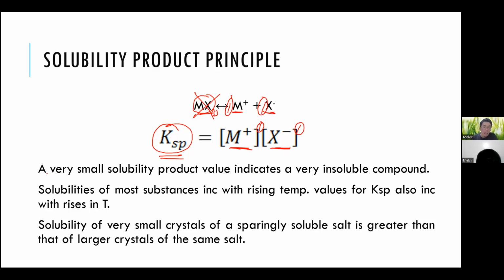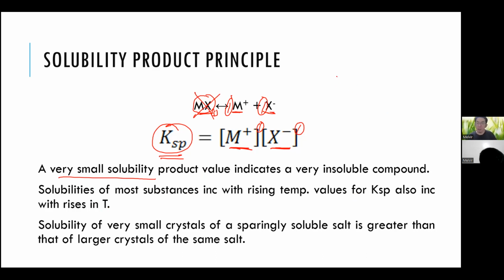So a very small solubility product value indicates a very insoluble compound, which is correct, no? So pag mas maliit yung value, ibig sabihin nun, physically speaking, pag pinerform natin siya sa lab, makikita natin yung salt ay hindi talaga nadidissolve sa tubig. Pero, meron at merong nadidissolve diyan, kasi maliit nga lang yung KSP niya. Very small KSP. Solubilities of most substances increases with rising temperature. So therefore, the values for KSP also increase with rises in T.